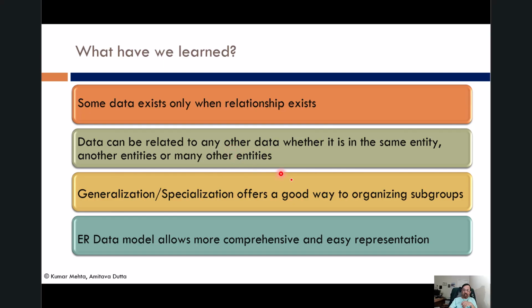Now, generalization and specialization was another refinement that we introduced in this lecture. This is a way of organizing subgroups. This is a refinement of our concept of entities. So sometimes in a business setting, entities are organized very naturally into subgroups, and this concept of generalization, specialization, and disjoint subgroups, incomplete subgroups, complete subgroups, these concepts and the symbols associated with them allow us a good way of representing those structures in the entity relationship diagram that will capture the structure of the database. So these are all the things that we have covered in this particular lecture.